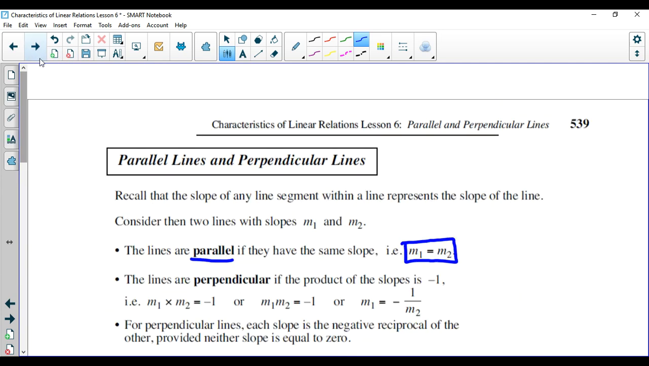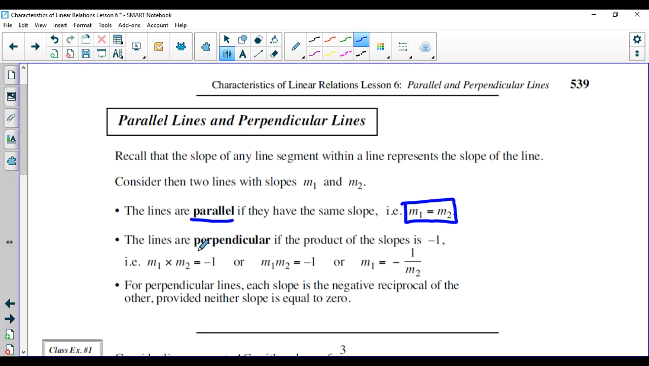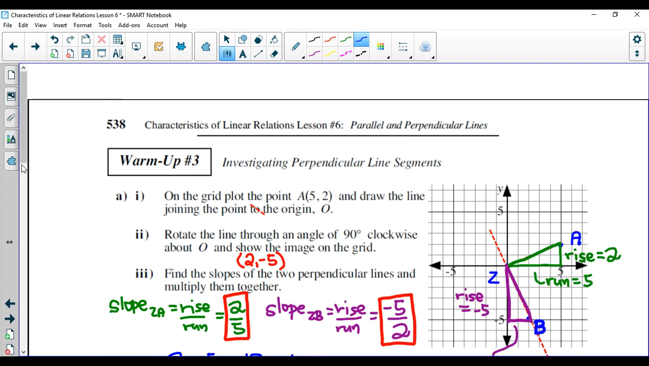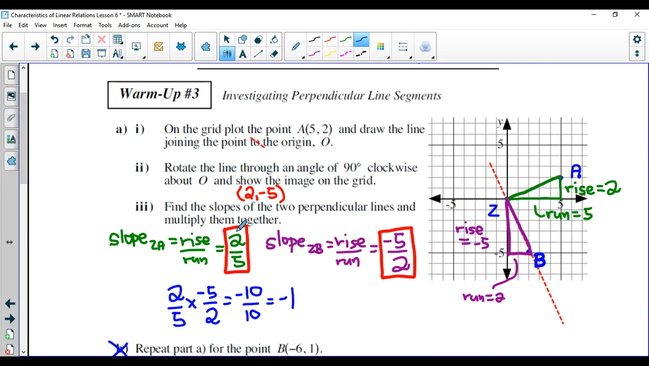So we proved that. For line segments that are perpendicular, if you take the slopes and multiply them together, the product of the slopes would be equal to negative 1. Although this is usually the way I memorize it: for perpendicular lines, the slopes are negative reciprocals of each other. And that's what we saw in the previous example. The slope of this segment is 2 over 5. A perpendicular line segment has a slope that is negative 5 over 2.